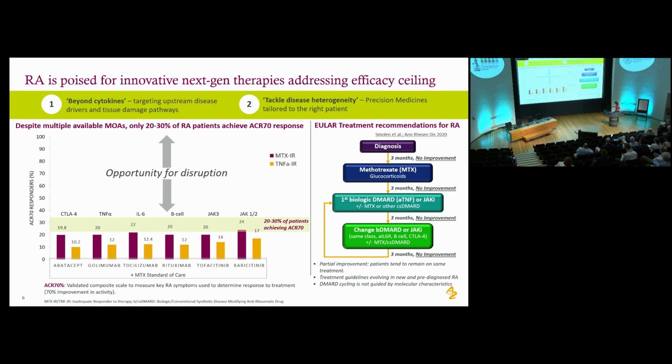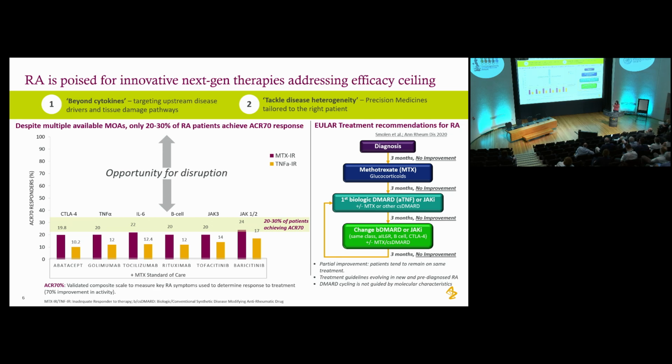For rheumatoid arthritis, the problem is slightly different. So we have multiple approved drugs targeting different mechanisms, but there's an opportunity for disruption given the response that is observed. So the current treatment paradigm is that patients will start on methotrexate, and then dependent on the response, they will move on to biologics. And they will cycle through these different biologics if no response is observed. However, this choice of treatment is not driven by molecular characterization of the patient. So it's very ad hoc at the moment.